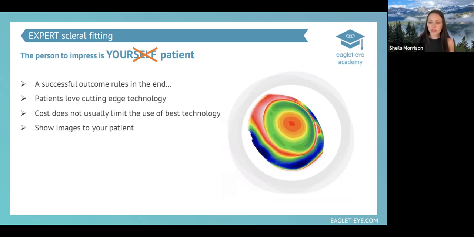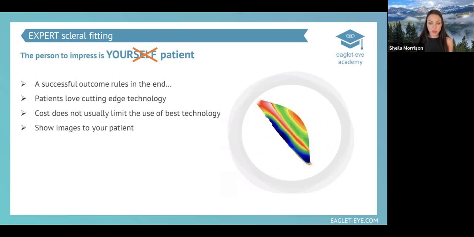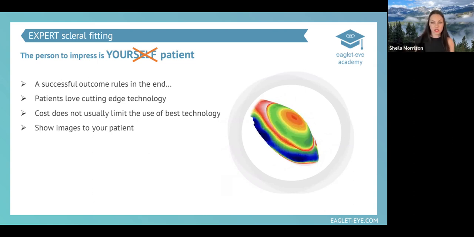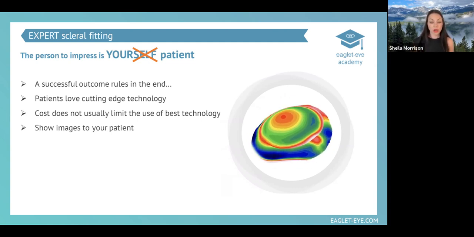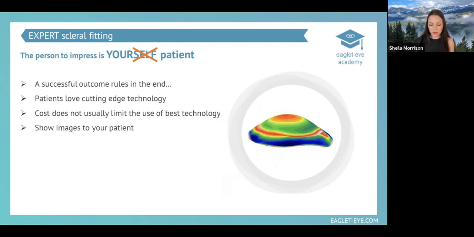And definitely utilize what we have to show images to explain to a patient, okay, I need to put you in a scleral lens because this is your ocular shape. This is why another design may fail. It might fall off in this spot that's higher or lower than the other. We've got to do this design because of your eye shape.